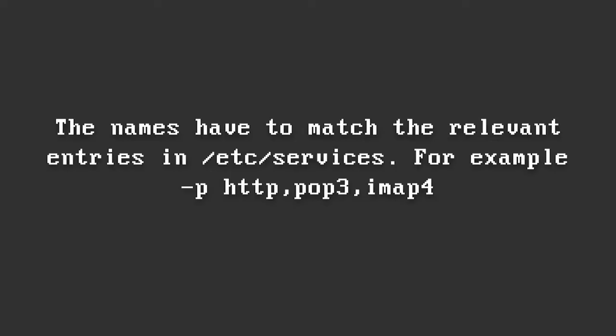Finally, you can use the names of services rather than port numbers if you prefer. The names have to match the relevant services in the /etc/services file. For example, -p http,pop3,imap4 would give you a scan on HTTP on port 80, pop3 on port 110, and I think imap4 is 143.